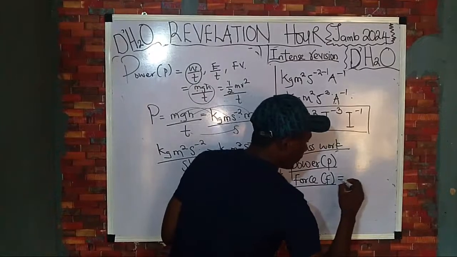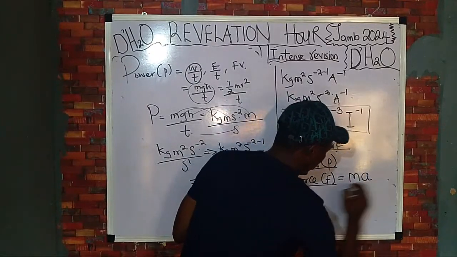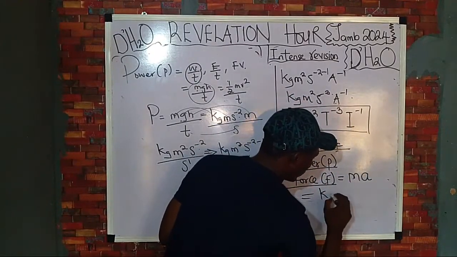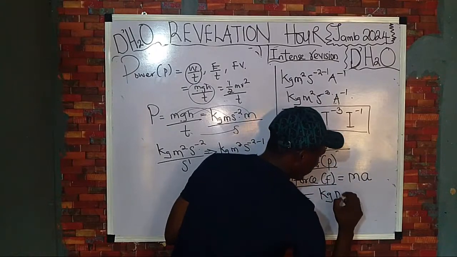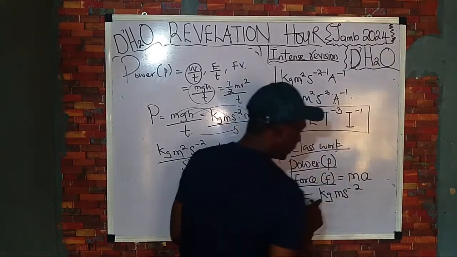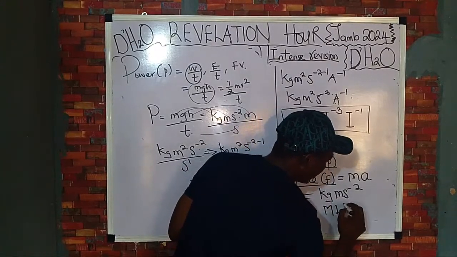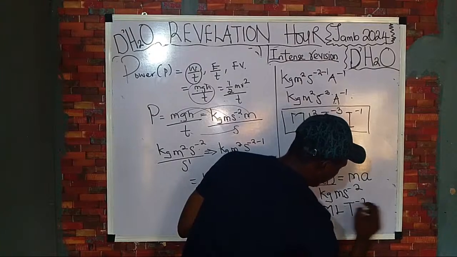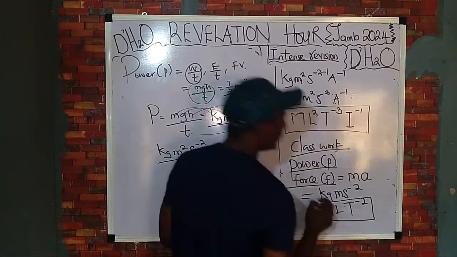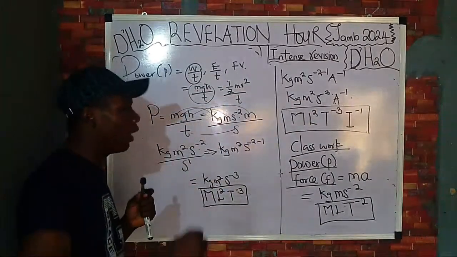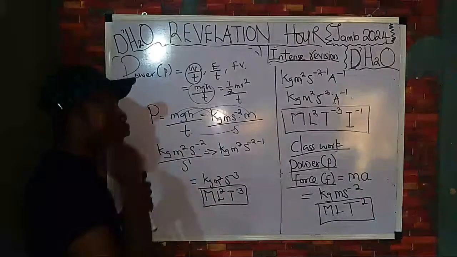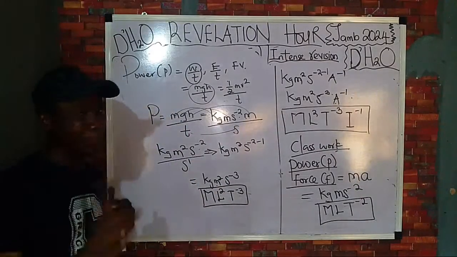As for force, the formula for force is mass times acceleration. Remember, mass is what? Kilogram. Acceleration, meter per second square. Kilogram is capital letter M. Meter is L. Seconds is T raised to the power of minus 2. Dimension for force and power. We are done with this chapter called dimension.